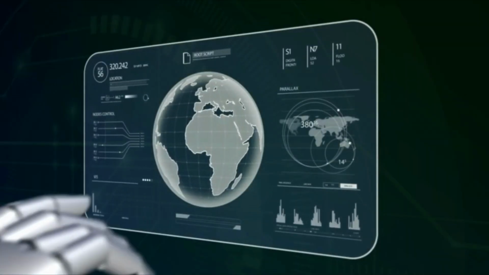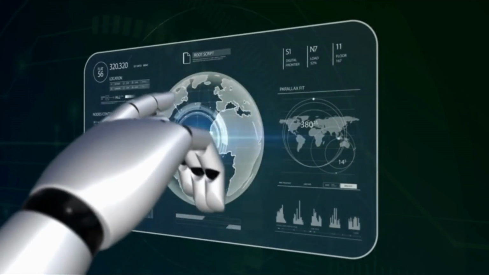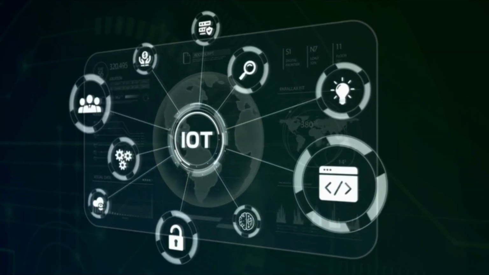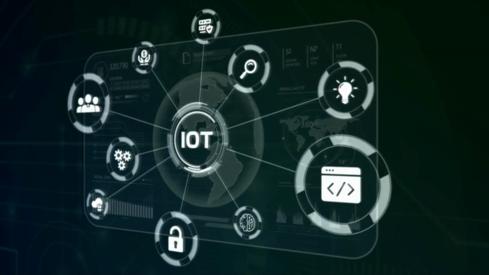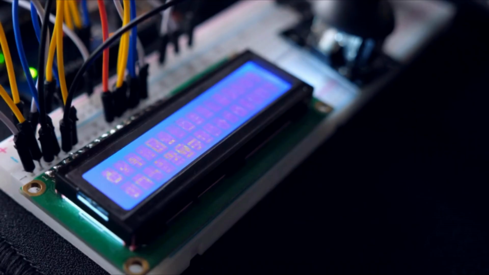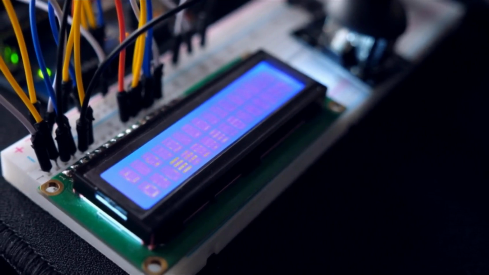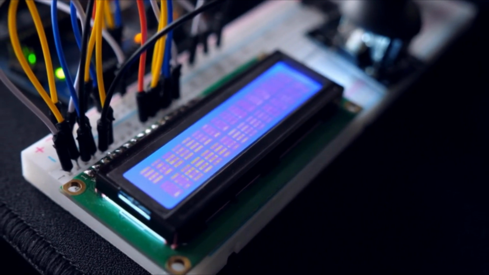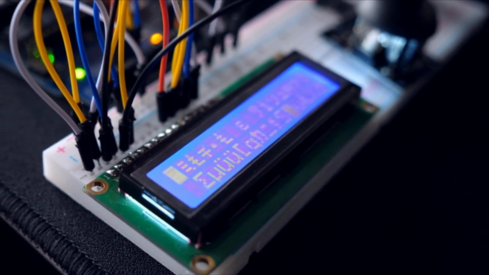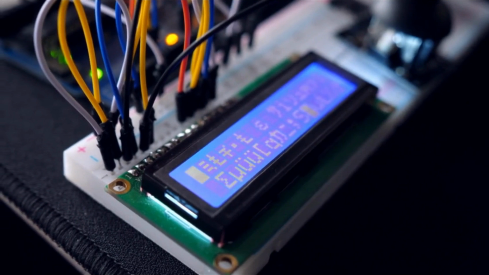But IoT isn't just limited to smart homes. It's also changing the way we work and do business. For example, in the manufacturing industry, IoT-enabled machines can communicate with each other and with the internet to optimize production processes, reduce downtime, and increase efficiency.